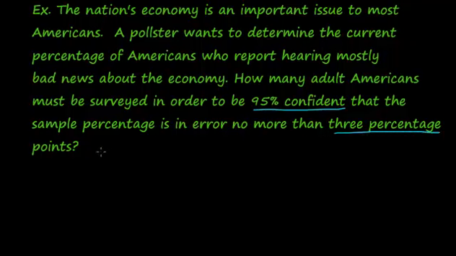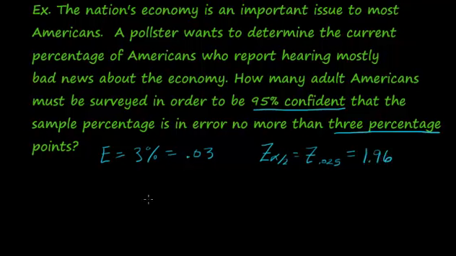This is where they're giving me E. E is equal to 3%, but now we have to use it as a decimal in our calculation. Don't forget that, 0.03. That 95% confidence, remember, means we have a Z alpha over 2, so Z 0.025, because our alpha is 0.05, and recall that is 1.96.